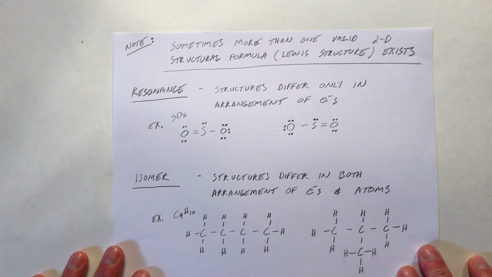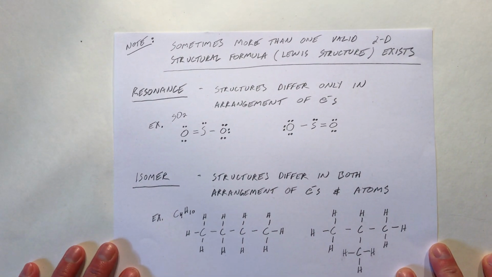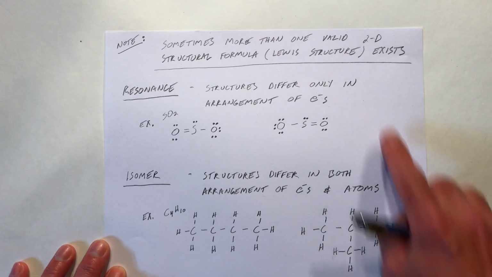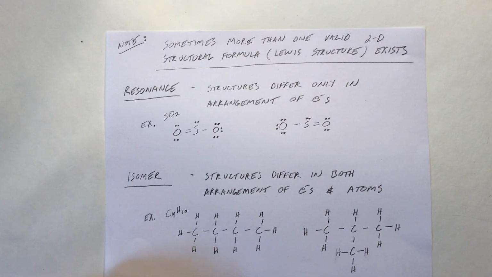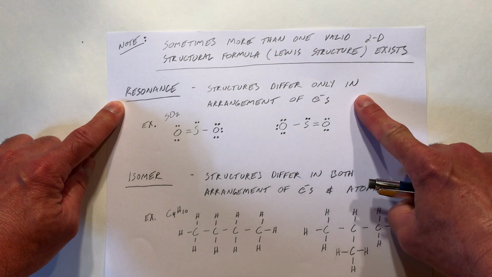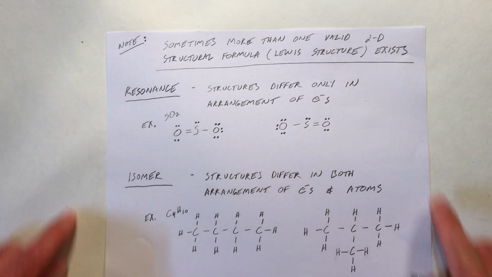All right, let's take a look at another note here. Sometimes more than one valid two-dimensional structural formula, or Lewis structure, exists. Sometimes you can have more than one correct answer. One example would be resonance. This is where the structures differ only in the arrangement of electrons.